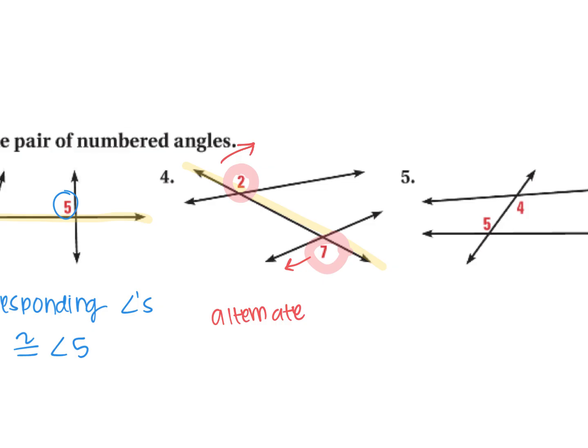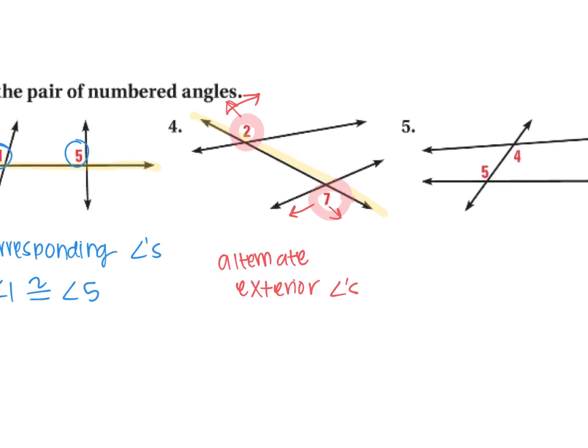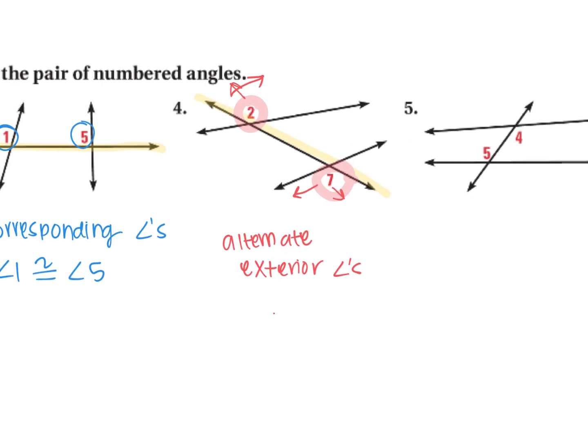I'm noticing that 2 is on the outside and so is 7. So these ones will be alternate exterior angles. Just to kind of press our knowledge here, alternate exterior angles are also congruent. So we would say that 2 is congruent to 7.